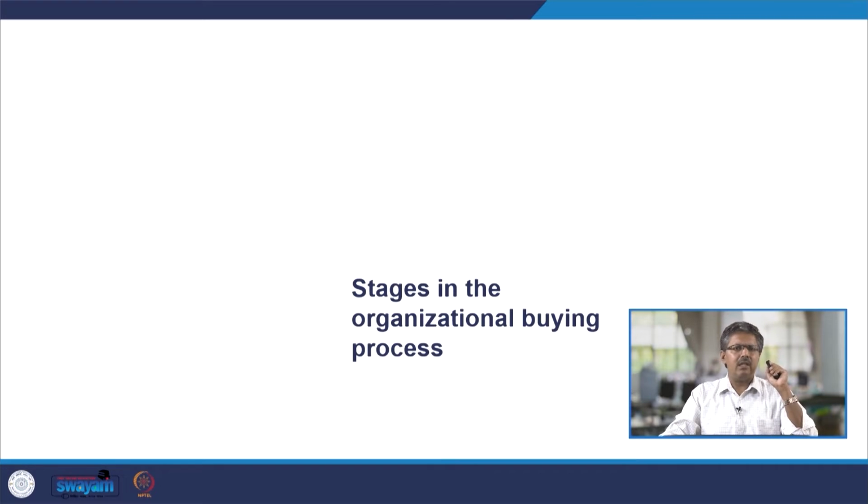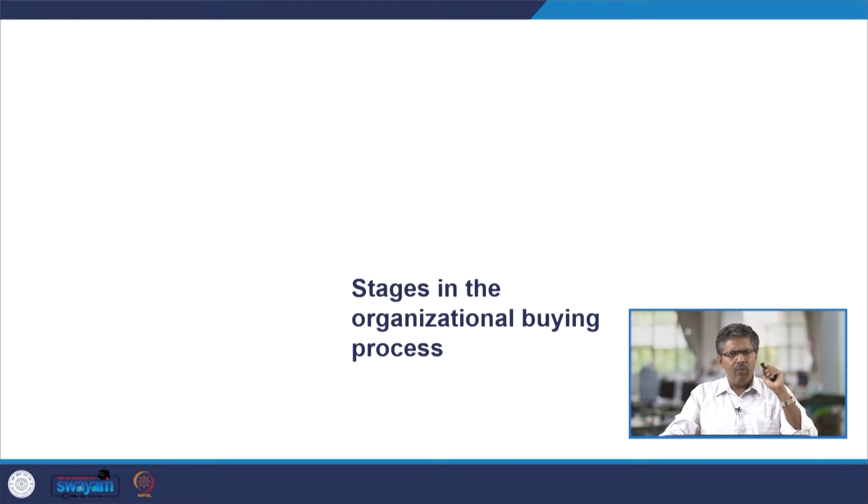Otherwise, if you look, it has a lot of resemblance to the Howard-Sheth model, sorry, the Sheth model, because the Howard-Sheth model is a consumer buying behavior model, and we are talking about the industrial buying behavior model, so it is largely the Sheth model. Now, today we will also talk about the stages in the organizational buying process.